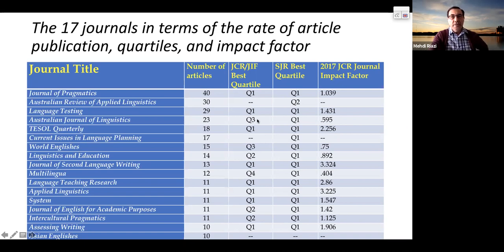Of course, again, there is a difference between whether we look under JCR or SJR. Interestingly, as you can see, Australian Journal of Linguistics is ranked Q3 by JCR, but Q1 by SJR. And these are the impact factors of these 17 journals.